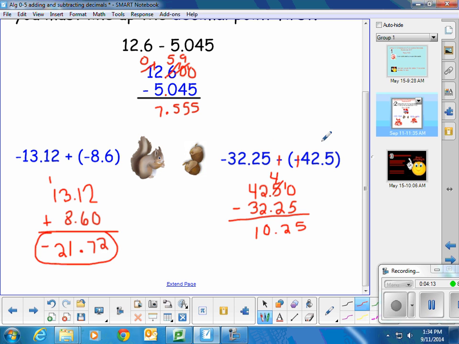And since they're different signs, I subtract and take the sign of the number that has the greatest absolute value, or the one furthest from 0, which is right here, and it's positive. So my answer is positive 10 and 25 hundredths.